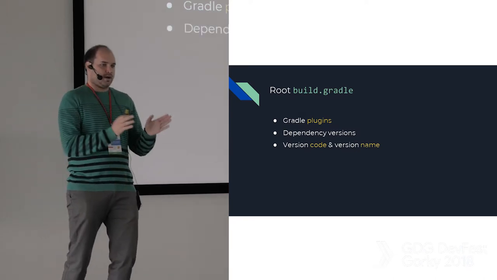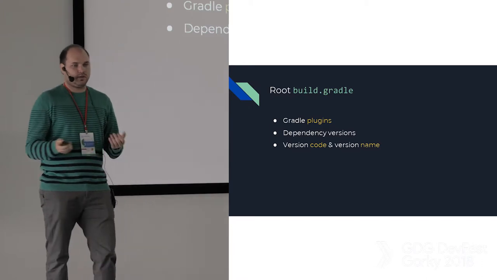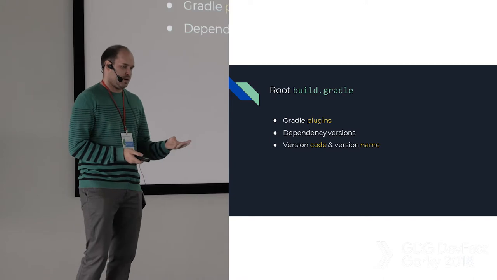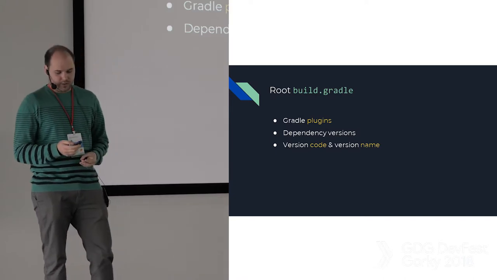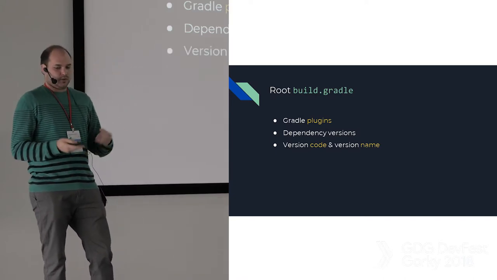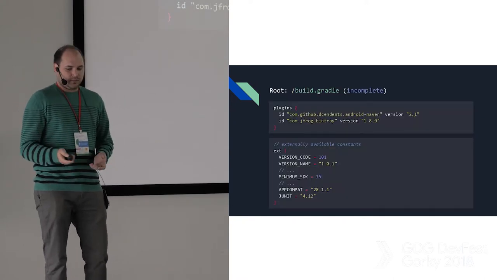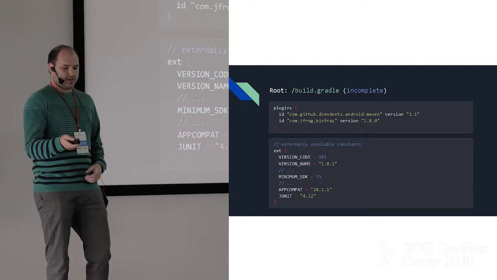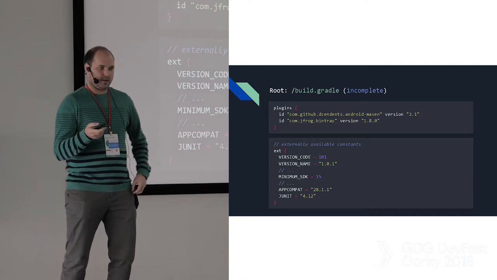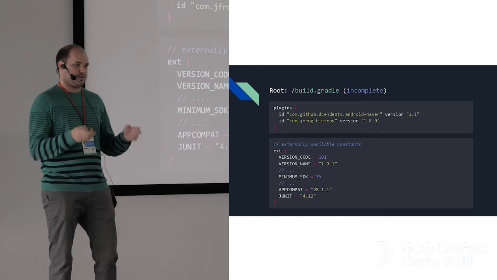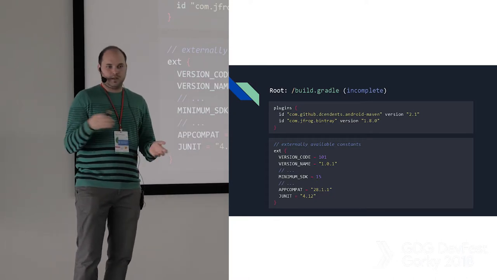So if you have one app module, one library module, that means three Gradle files, one in the root, one in the app module, one in the library module. So let's quickly go through them. You configure your Gradle plugins. You configure your version codes. Looks like this. Ext is a shortcut for externally available properties. So they are available in all other modules. Once you define them in the root module, they're available everywhere.